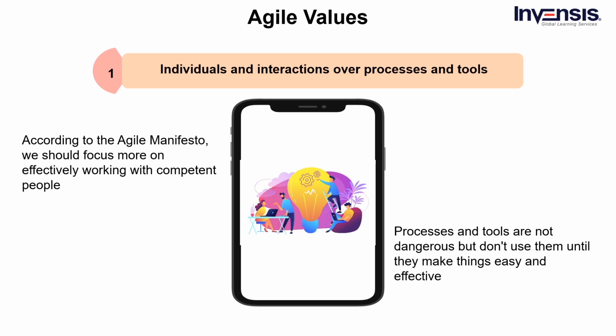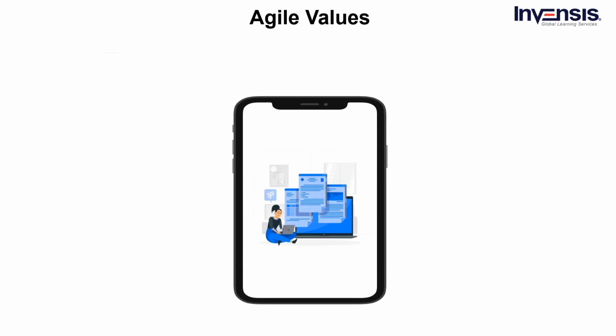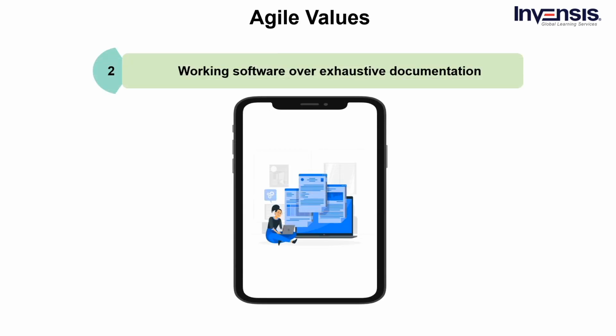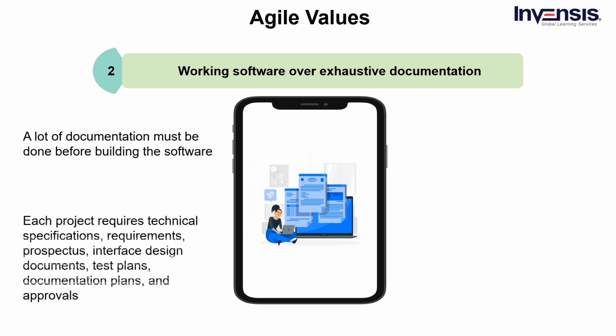Working software over exhaustive documentation. Historically, enormous amounts of time were spent documenting the product for development and ultimate delivery. A lot of documentation must be done before building the software. Each project requires technical specifications, requirements, prospectus, interface design documents, test plans, documentation plans, and approvals. The list was vast and was a cause for the long delays in development.